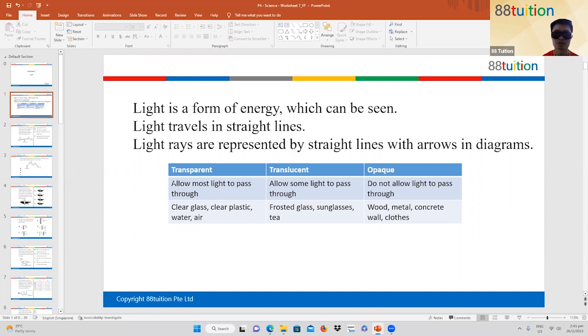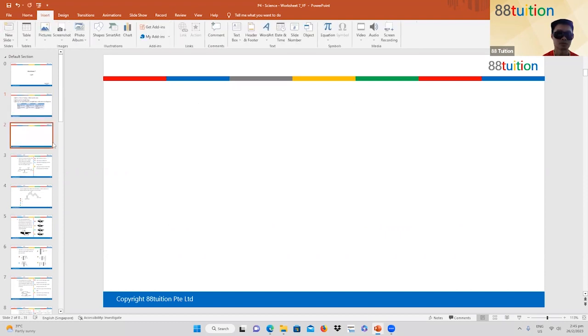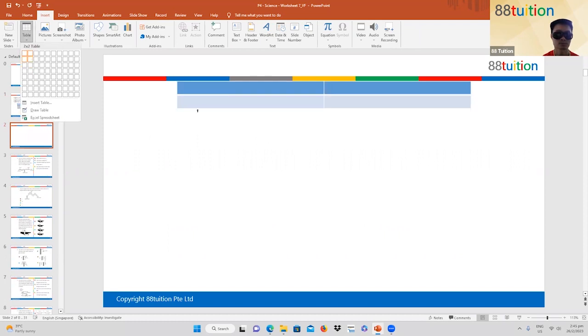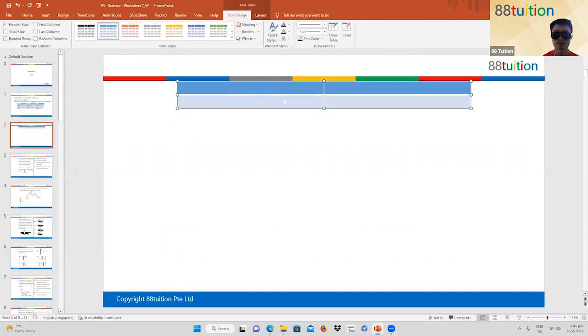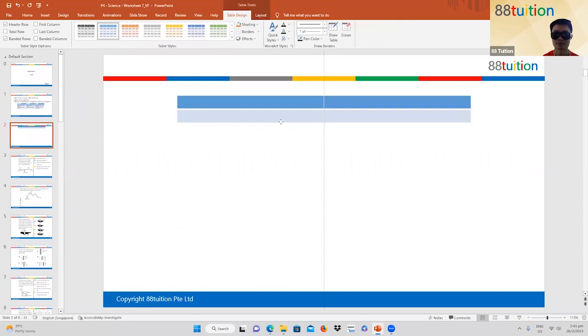So let me just put it down here. Extra slide. Types of reflection. There are two kinds of reflection. Regular reflection and diffuse reflection. Any questions?